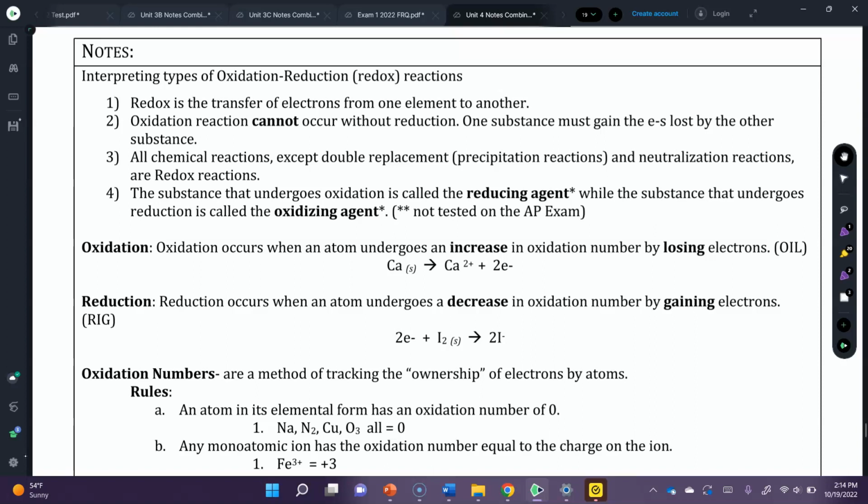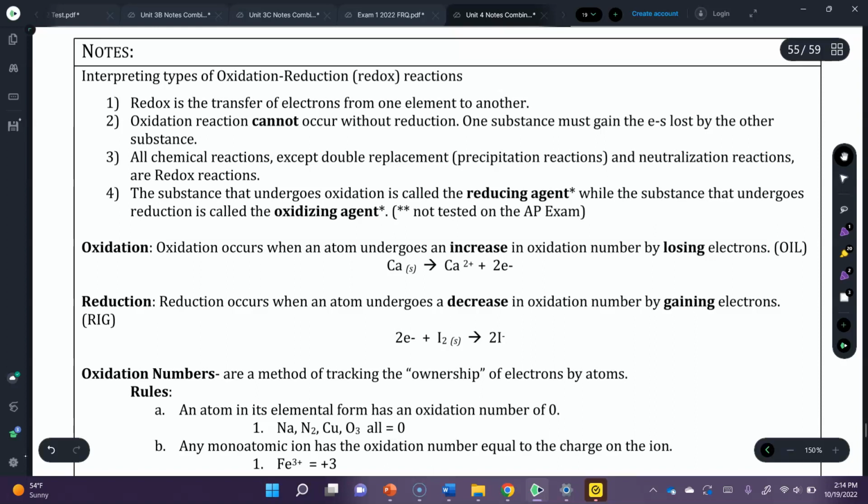The substance that undergoes oxidation is called the reducing agent because it's responsible for reducing the other element, while the substance that undergoes reduction is called the oxidizing agent because it oxidizes the one that's being reduced. These aren't directly tested on the AP exam, but it is important to note them in case you're looking at additional review materials or tutorial aids.